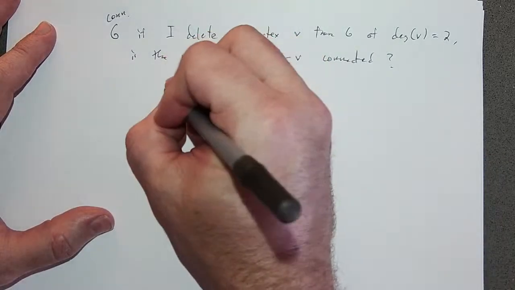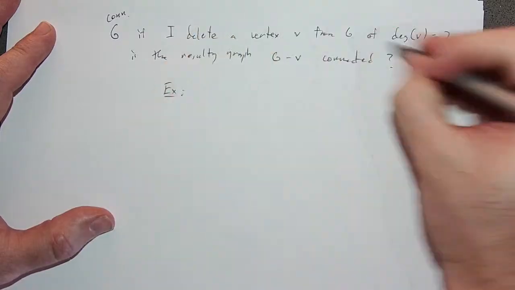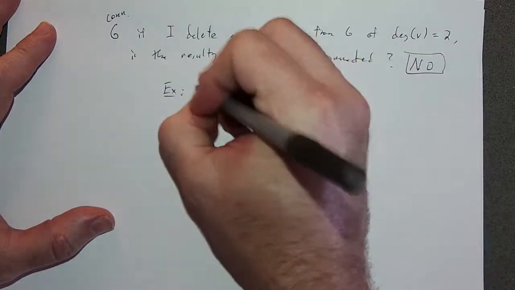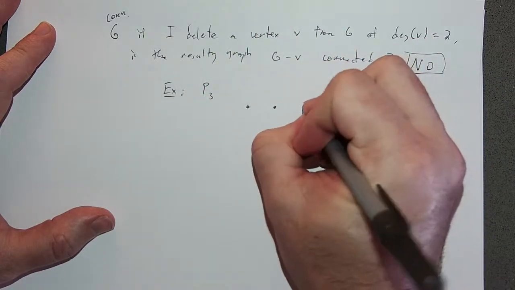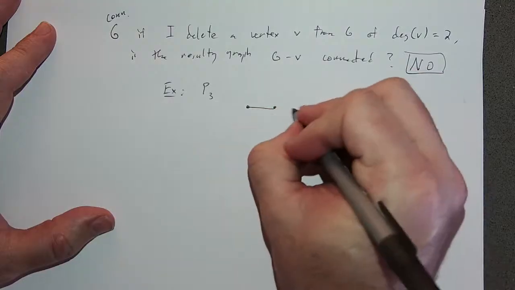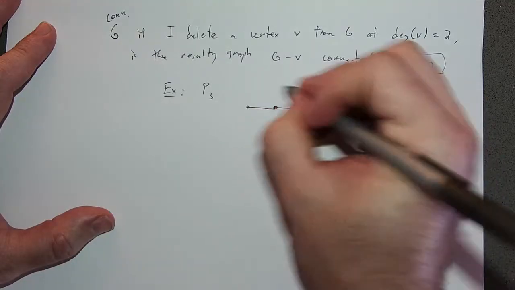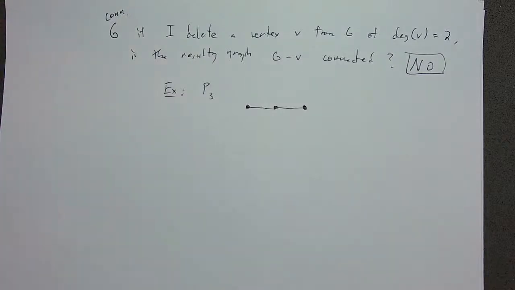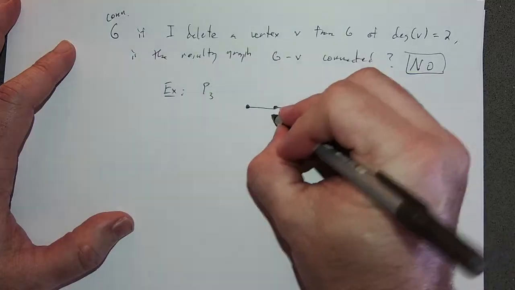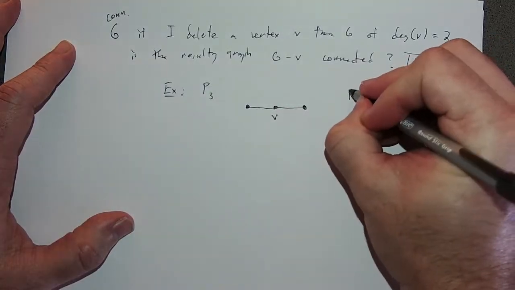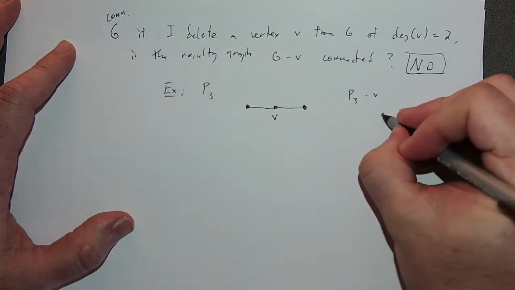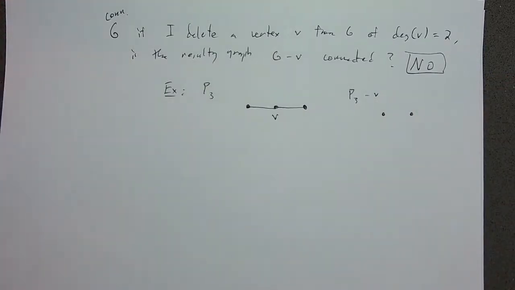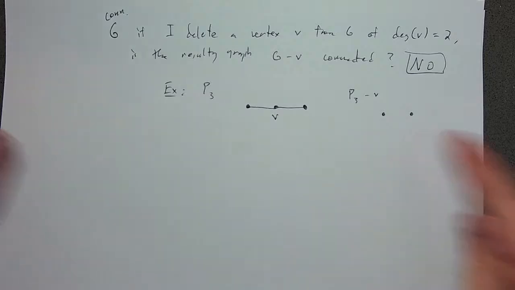Well, no, right? The answer is no. Here's an example. What about this thing? What about the path on 3 vertices? If I call this V, what is the path on 3 vertices minus V? It would be the empty graph on 2 vertices, which is not connected.